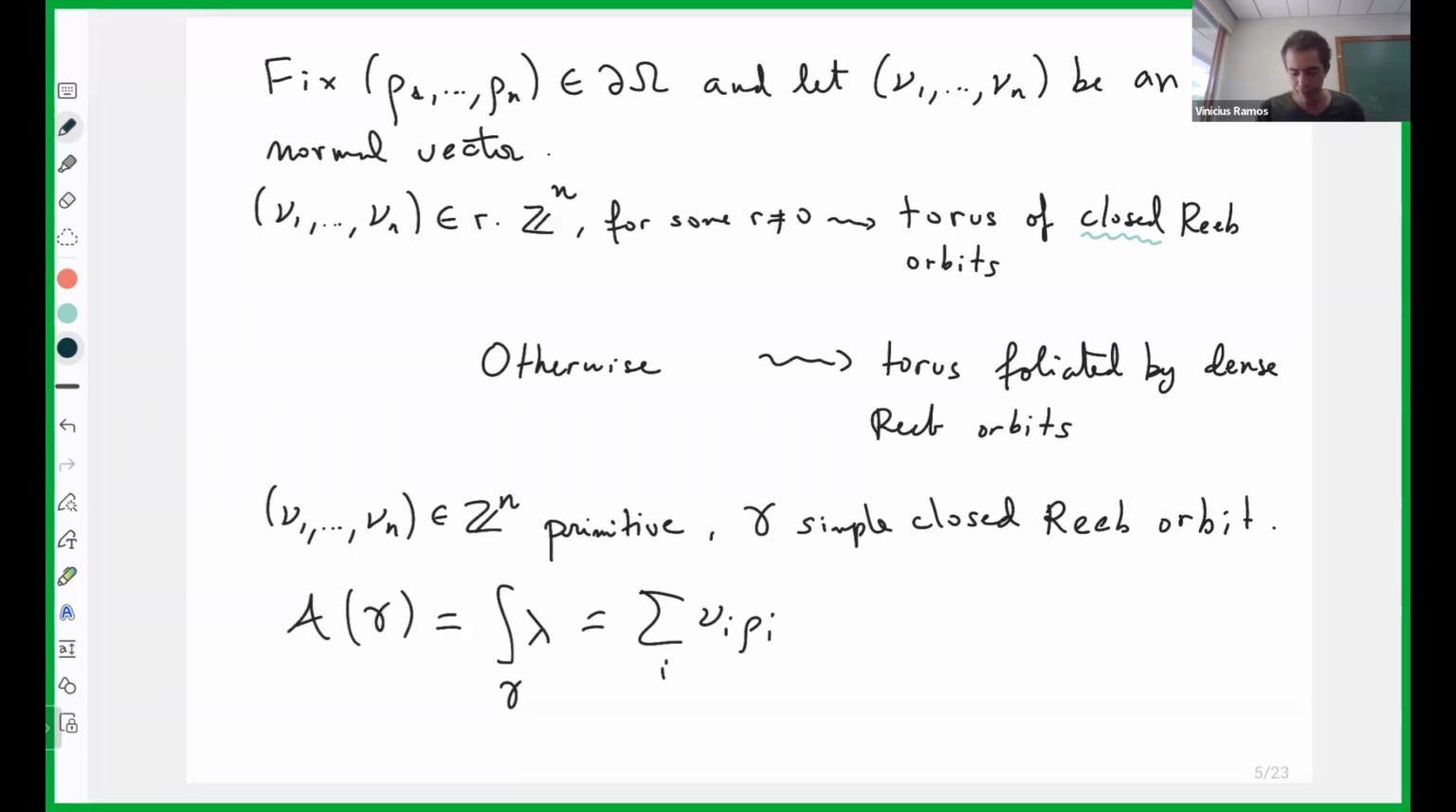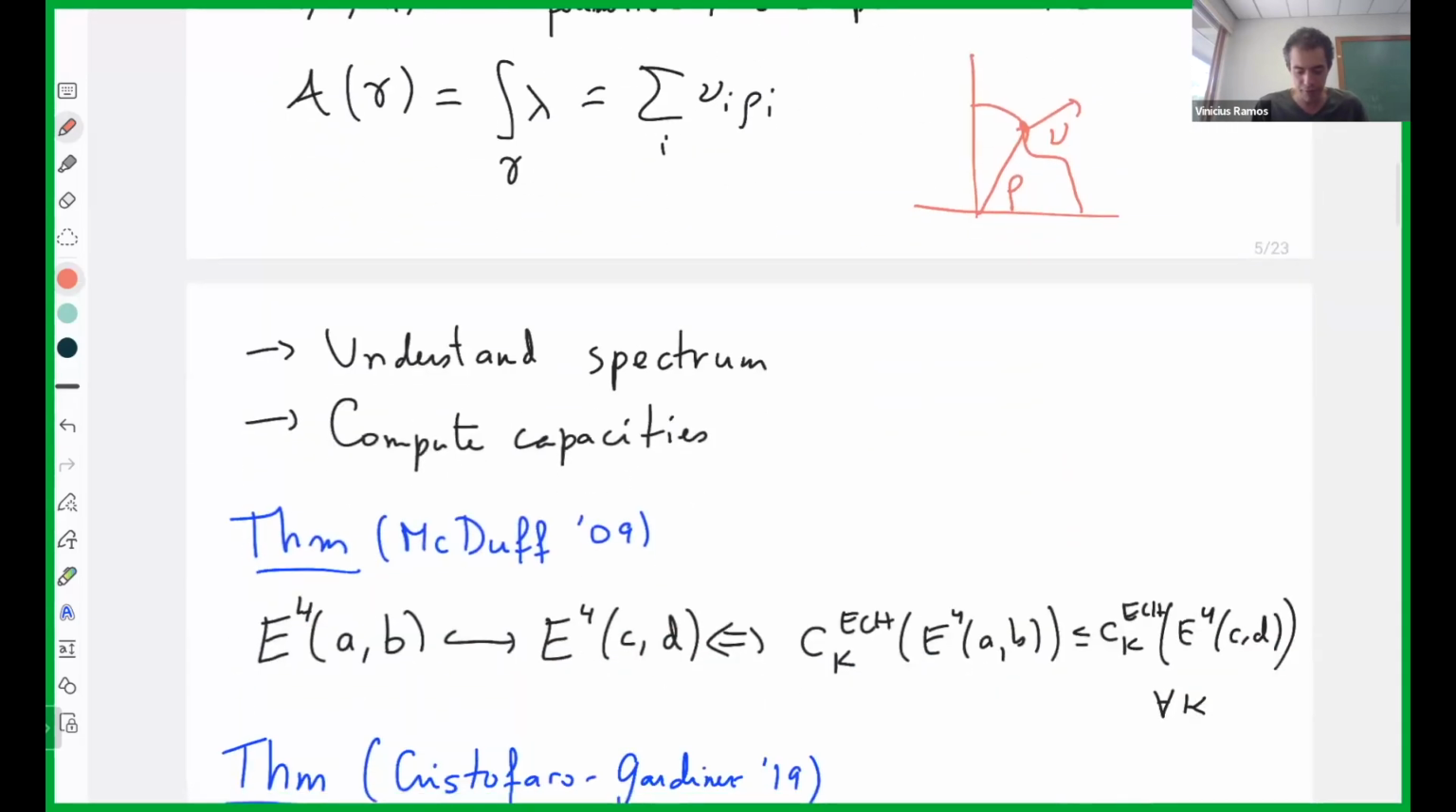And if you take a simple closed orbit, then we also have a formula for the action, which is the period. It can be expressed in a pretty easy way. If this is your domain, then you look at this point rho and this vector nu, and you just take the dot product between rho and nu. So it's very easy to compute.